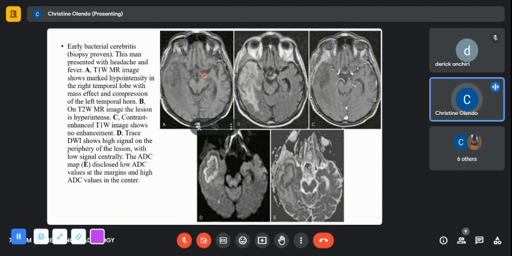Yeah, before D. So D and E were much later, isn't it? When you had the abscess forming. Yeah. So for images A, B, and C, yes.